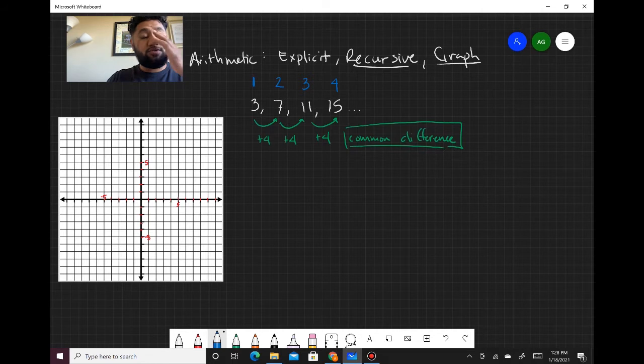And then to do the explicit equation, you can use all of these terms, or you can go back and find the 0 term, right? For our 0 term, if we go backwards, we're going to subtract 4 to go to the left, so we're going to add 4 to go to the right. So that means our 0 term is -1, because 3 minus 4 is -1, okay? This idea is going to get super important.